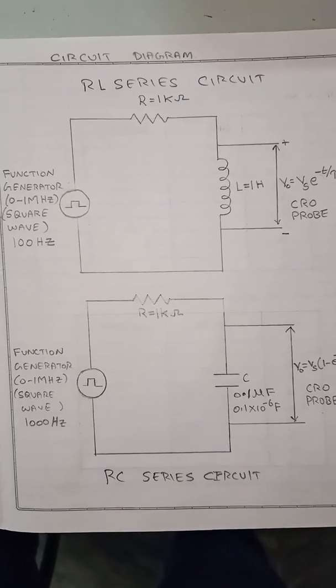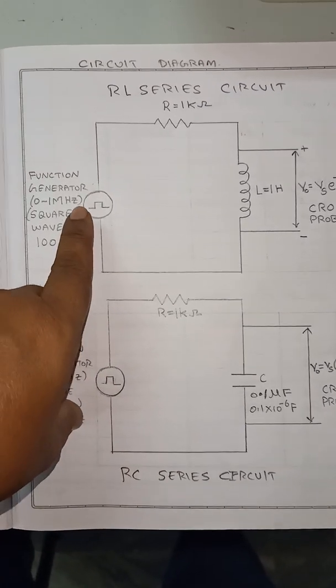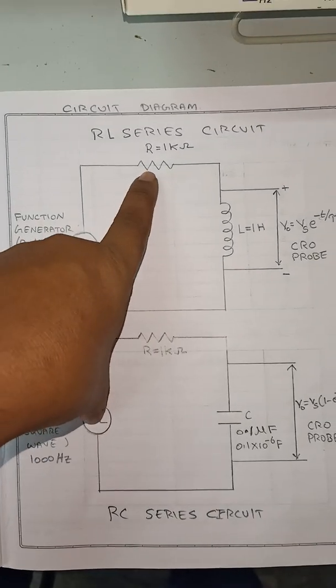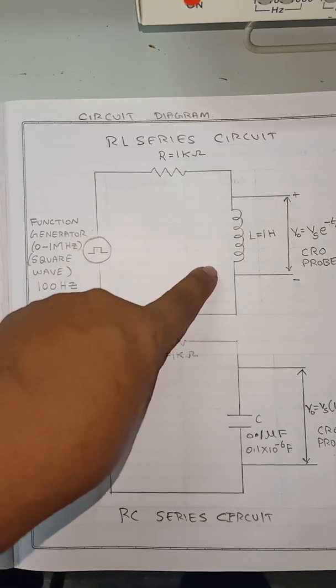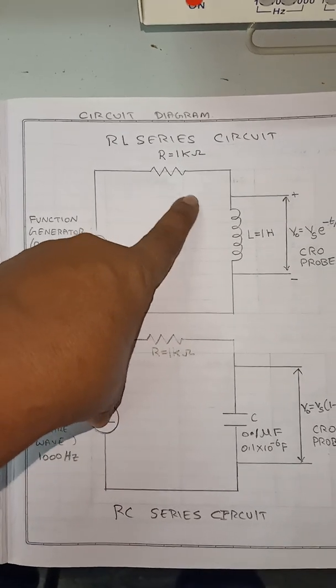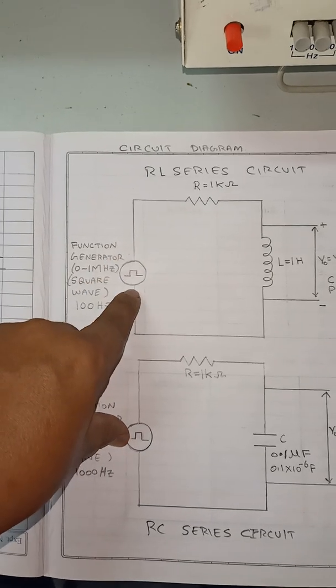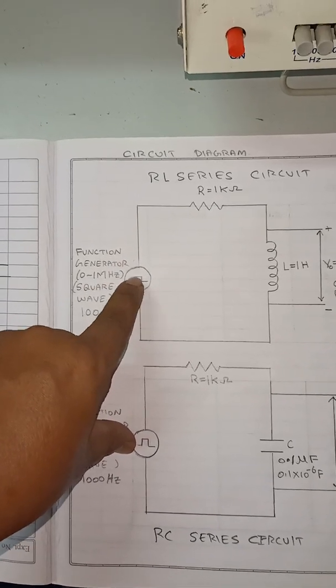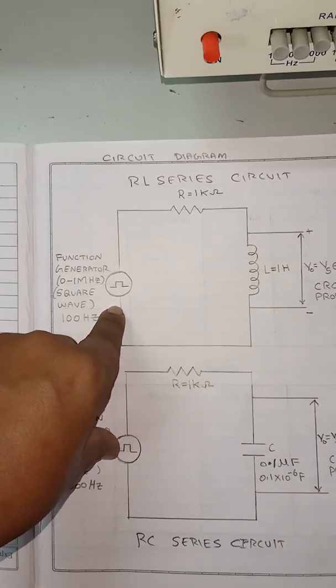First we will go with the RL series circuit, where we have to connect the function generator in series with the resistor and inductor, and it has to form a closed path. We have to start from the function generator and again end at the function generator. This is the starting terminal and this is the ending terminal of the function generator.